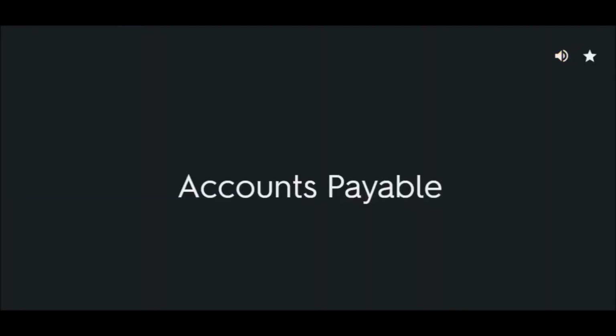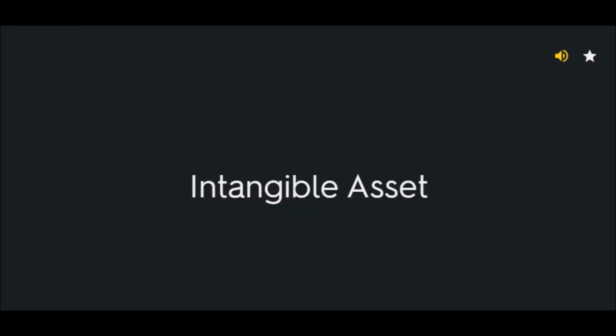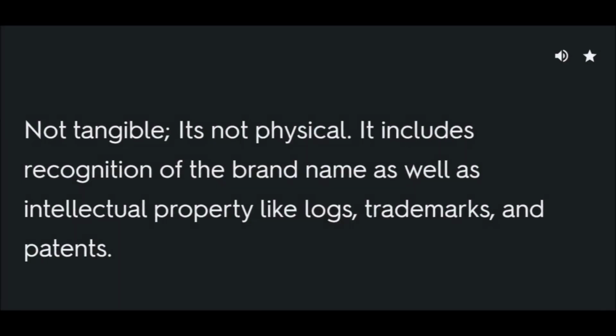Accounts payable: amounts to be paid in the future for goods or services already acquired. It includes all the money you owe to vendors. Keep track of credit that vendors have extended to you. Intangible asset: not tangible, not physical. It includes recognition of the brand name as well as intellectual property like logos, trademarks, and patents.